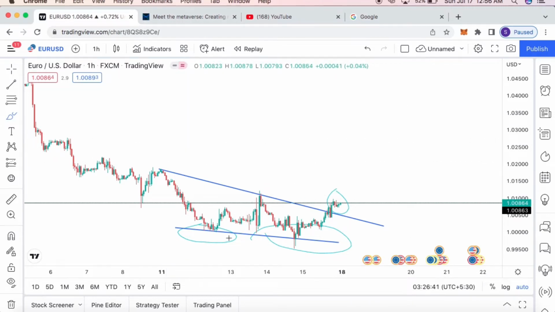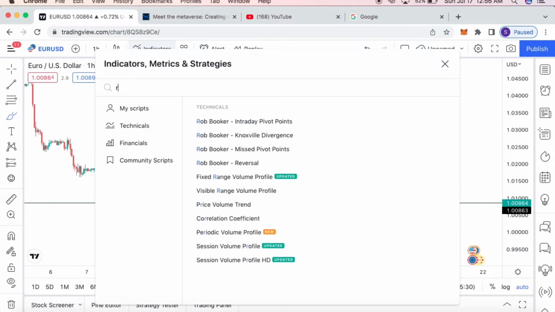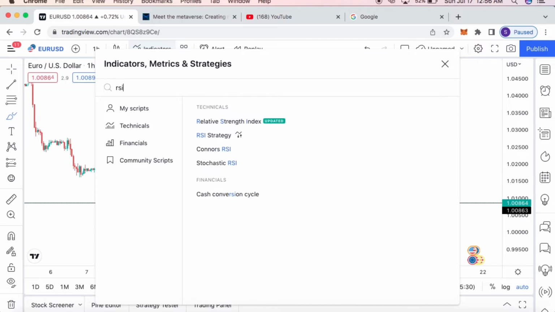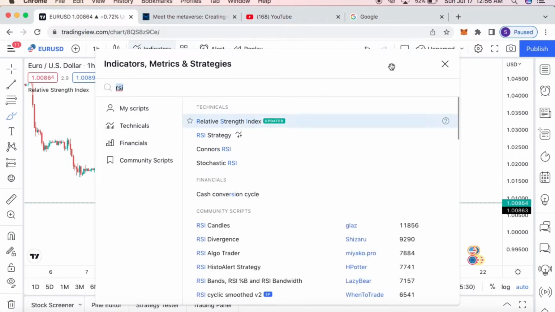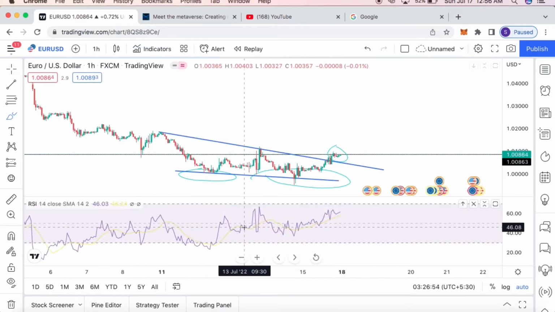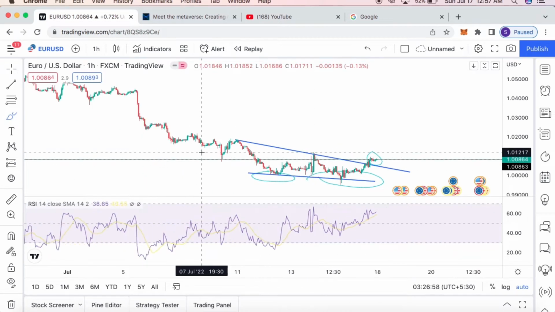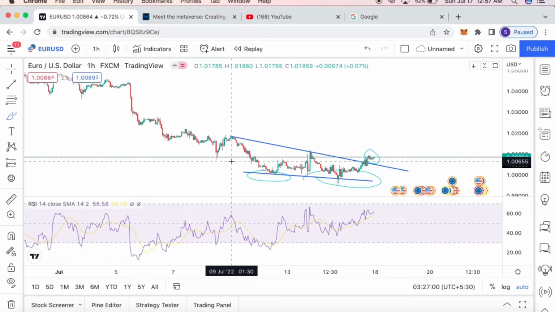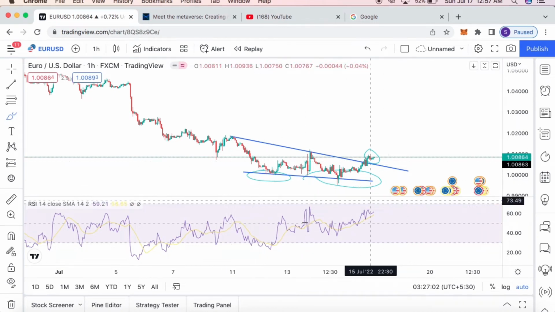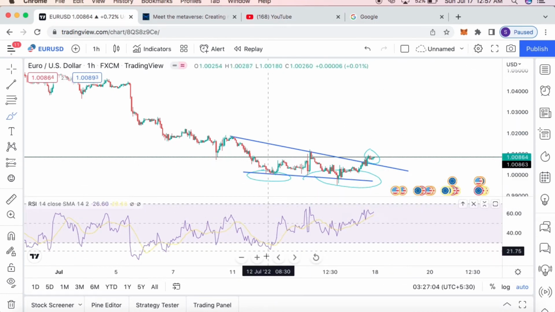Another confirmation that this is a reversal pattern is when we add our indicator, the RSI, the relative strength index. You're going to see that we have divergence. So what is divergence? Divergence is when we have price coming down on our chart like this, and then on our indicator we have price coming up like this.